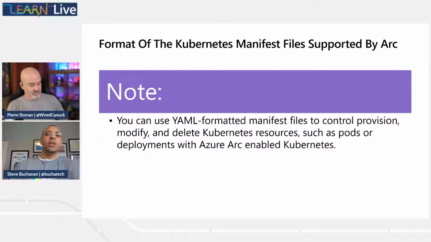So something that's important to remember, wanted to call out and make a note of: the format of the Kubernetes manifest files that are officially supported by Arc is YAML. So keep that in mind. When you're working with Kubernetes, you generally use YAML. You'll be writing YAML files. It's highly recommended to go out there and start to learn YAML. YAML is very powerful, and you can do a lot of stuff with it.